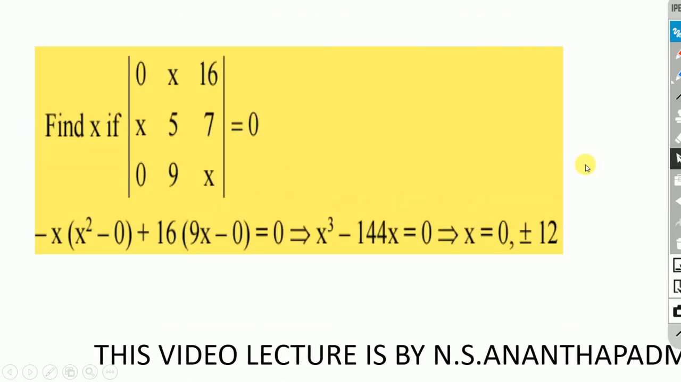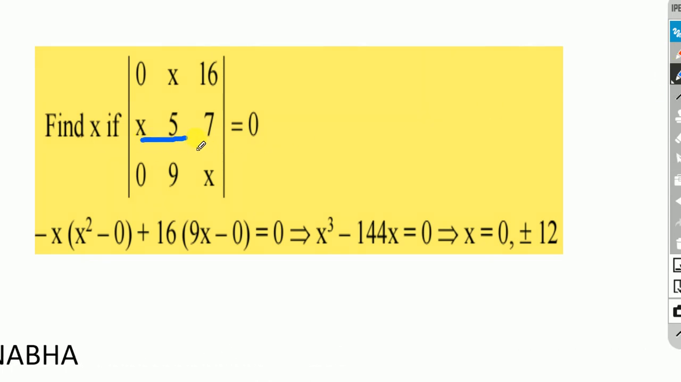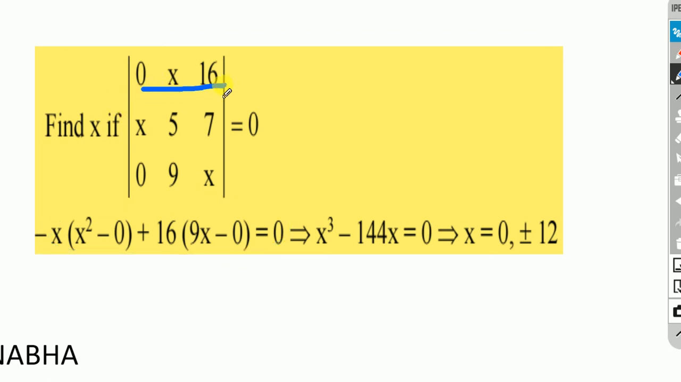Find x if the determinant 0, x, 16, x, 5, 7, 0, 9, x is equal to 0. So we have seen a similar problem already. So let us expand along row 1 or column 1. Column 1, of course, will be easy for us because I have 2 zeros in this column.